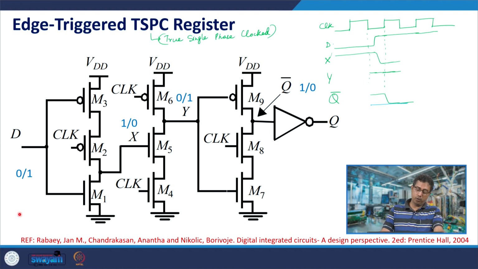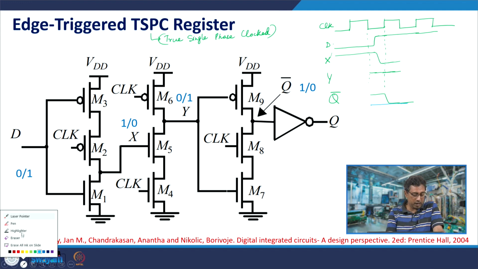Suppose now clock turns to 0 again. When clock turns to 0, Y is pre-charged to VDD. So M9 is off and M8 is off, and Q bar would remain at its previous state, whatever that state is. If it is 0, it would remain at 0, because both pull up and pull down are off and it is a dynamic circuit.